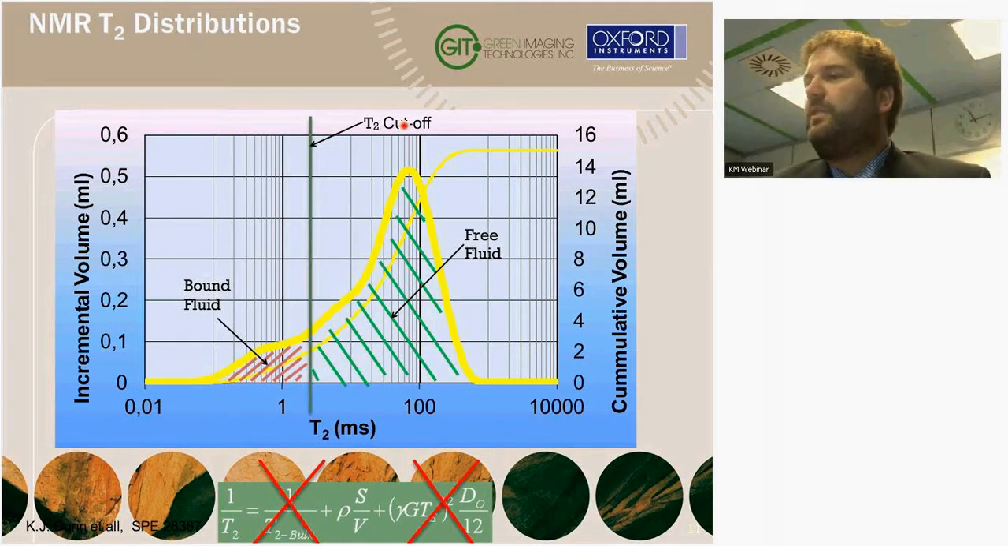Typically, logging tools will use standards based on the lithology of the well. For instance, sandstones use 33 milliseconds as a standard. Carbonates use somewhere around 90 or 95. But in truth, that cutoff will depend on the reservoir. So laboratory measurements are needed to ground those cutoffs.